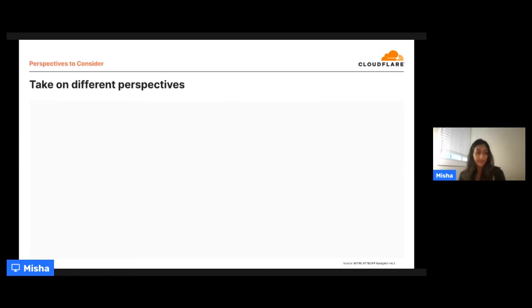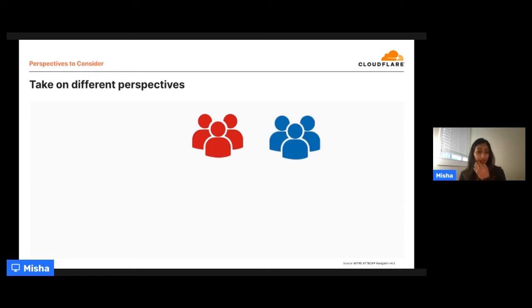Another important aspect of threat modeling is to take on different perspectives. So imagine you're a red team: what would an attacker look like in this environment? What are some of the ways you can exploit it? Next is blue team. What could we use to validate detection of specific adversarial techniques? And the third point is insider threat.